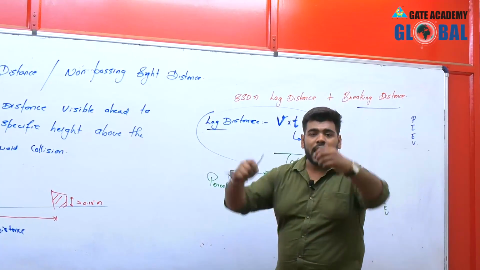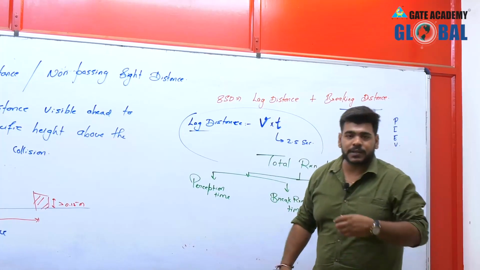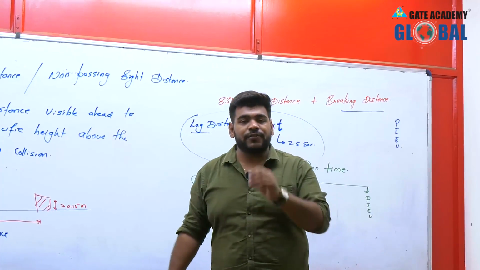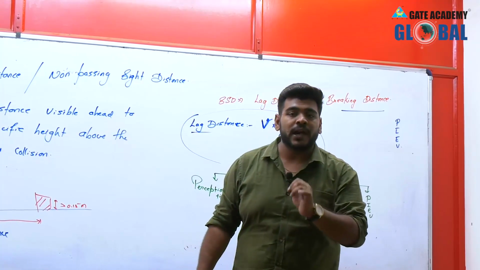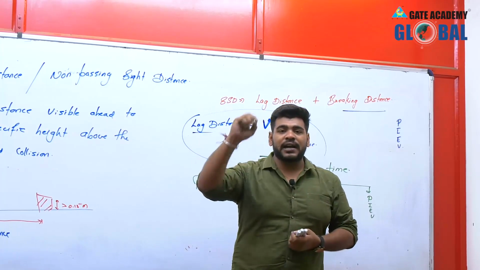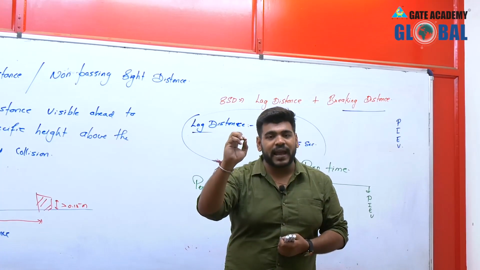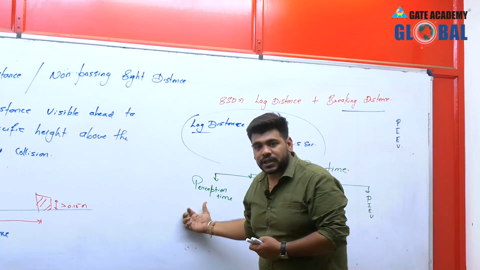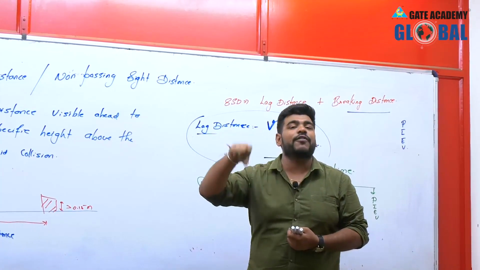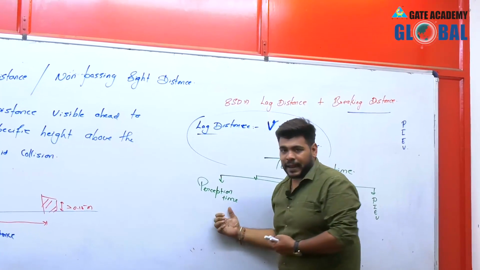Listen once again. I am going to repeat the definition of perception time. As I told you, perception time is the time taken by the driver from an instance he sees an object and thinks of applying the brake. It means the moment our driver sees an object and thinks of applying the brake is called perception time, or the time lost from the moment he sees an object and thinks of applying the brake is perception time.